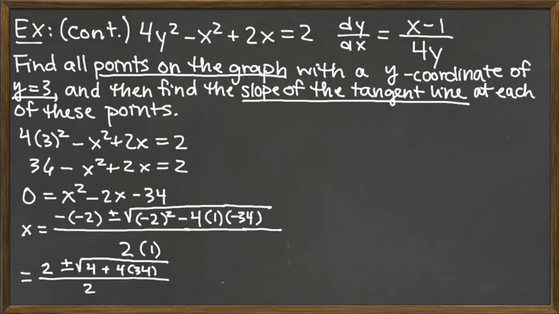Let's make this line a little bit shorter and keep going. So we have 2 plus or minus the square root of, when we do that arithmetic underneath the square root, well, first what I would notice here is we have a 4 plus a 4 times something.